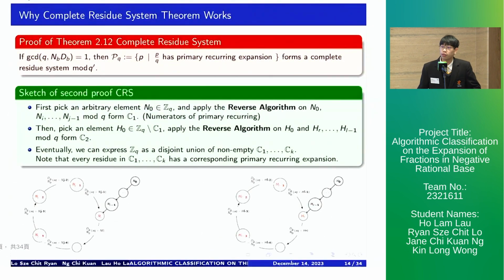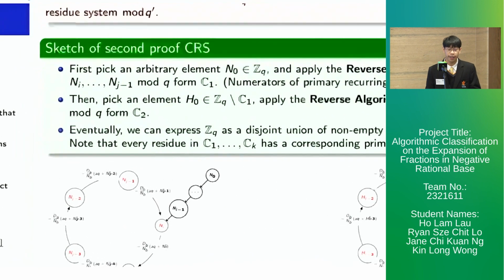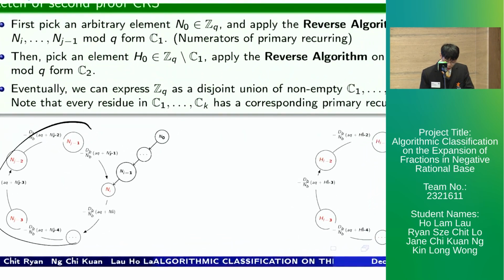So now we'll move on to the goal of proving the numerators form a complete residue system mod Q. We'll first pick an element N0 in the set Q and apply the reverse algorithm. Then we will construct the set C1, containing the residues of the red numerators here, N_i up to N_{j-1} mod Q, which are the numerators of the primary recurrent expansion.